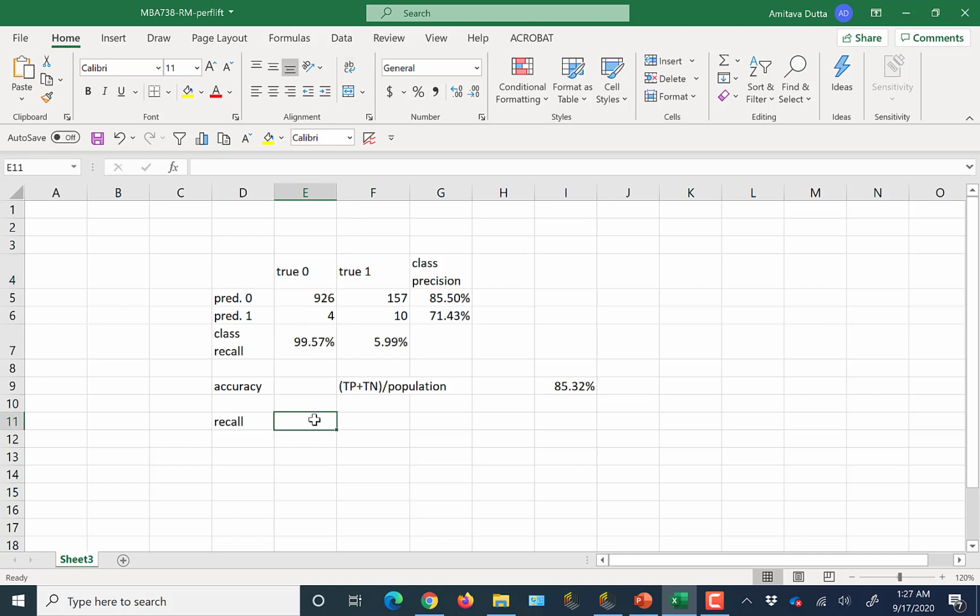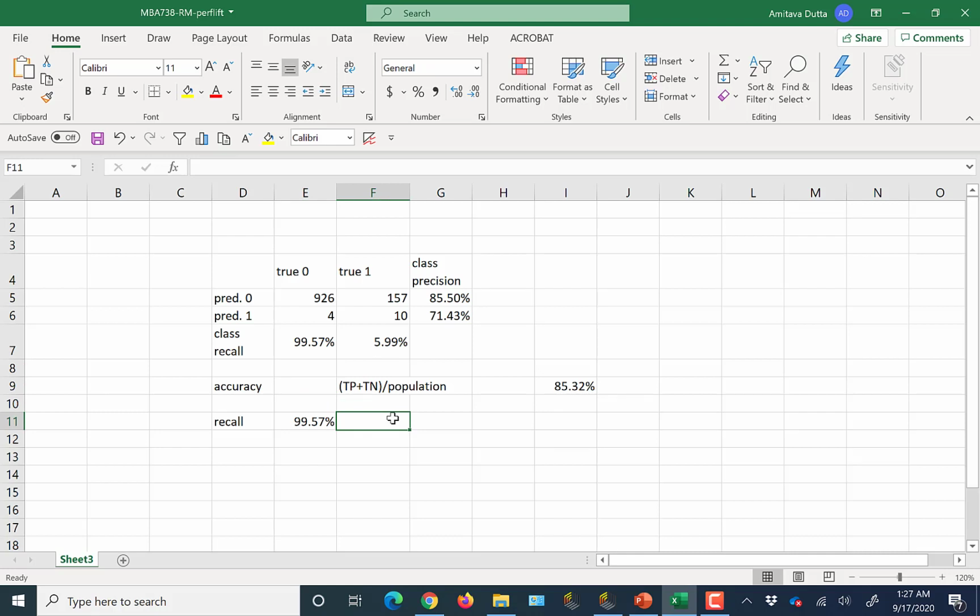So the proportion of non-CHT individuals that the model was able to identify correctly was equal to 926 divided by all of the non-CHT people in the population. That's 926 plus 4. So the denominator is all the non-CHT persons. Out of those, 926 were actually identified as non-CHT, so that proportion is 99.5699, and put that as a percentage. There's your 99.57.